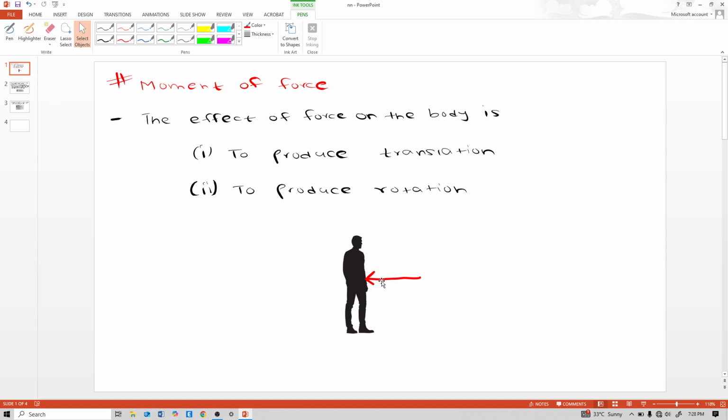And for rotation, see, if I apply force on the head of this person like this, then what will happen? This person rotates also and translates also. So that is the meaning of translation and rotation.